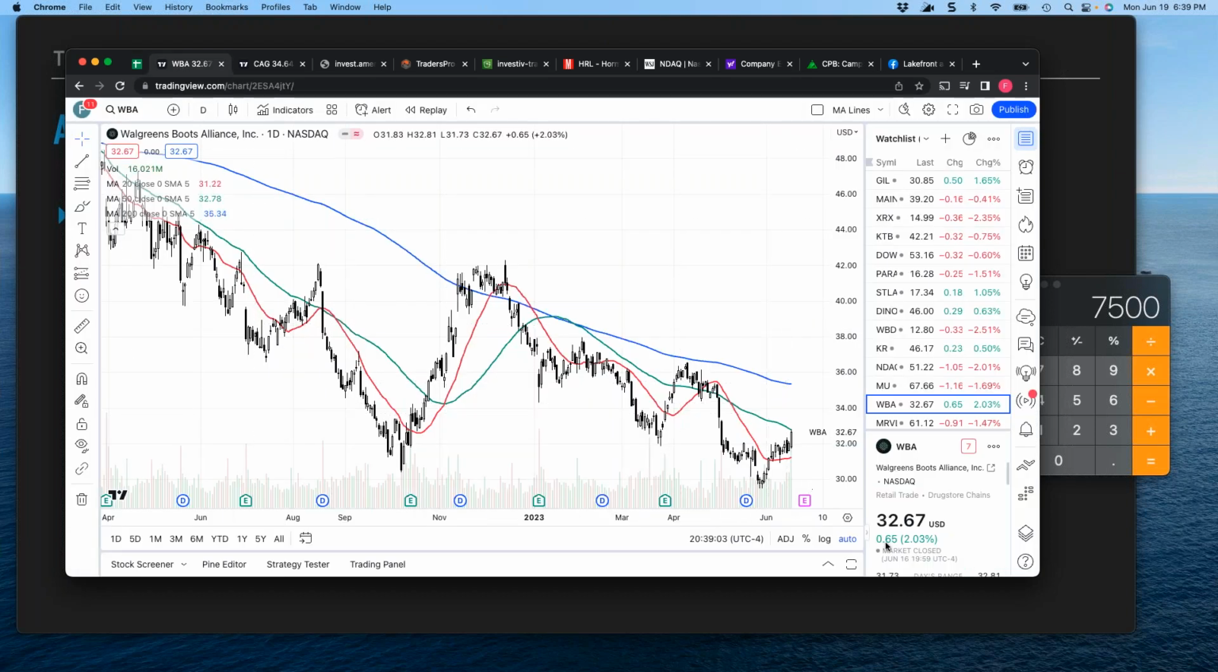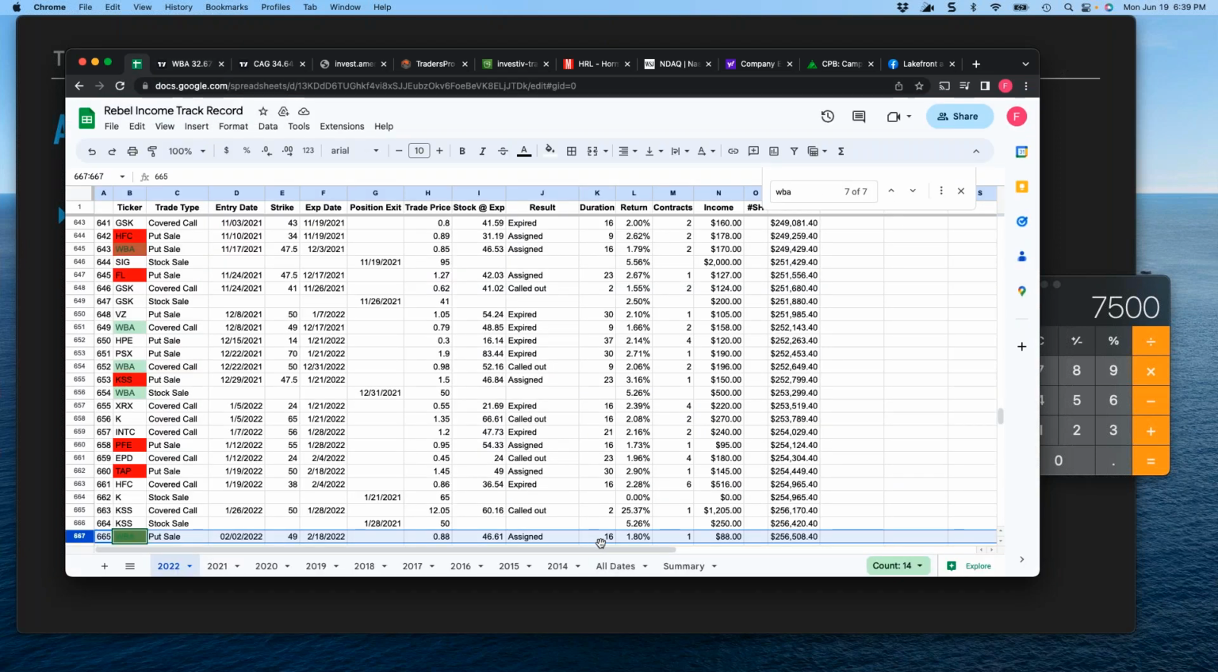The stock, as of this recording, is at about $32.50 per share. It is showing some bullish momentum right now, but it is still significantly below that original $49 put sale assignment. Now, with that trade, I put all of the capital that I was willing to put into the trade into it all at once. I did one contract given the size of the account at the time.